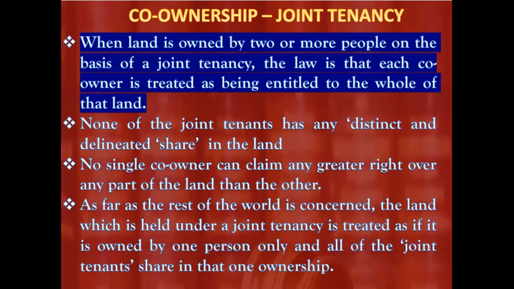Therefore, if you have a land, let's say about 100 acres, and four farmers co-own the land under a joint tenancy, it is not possible to say that they own one quarter each of the land. Each of them owns the whole of the land. There are no shares, there are no partitions of the land. What exists under a joint tenancy is a right of ownership of the whole land, and this right is enjoyed simultaneously with all of the other owners of the land.